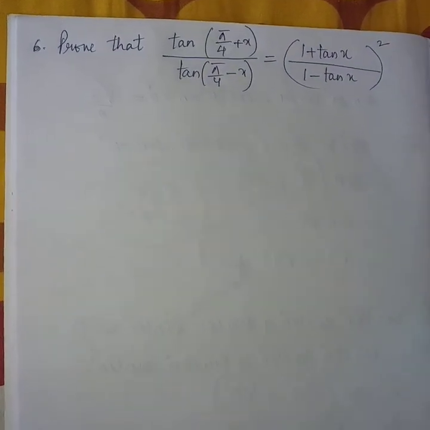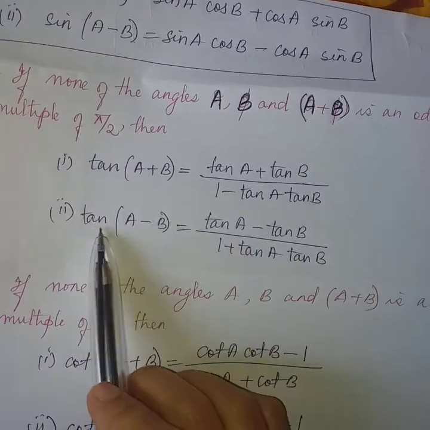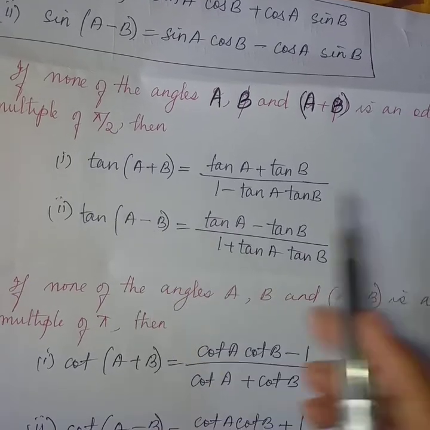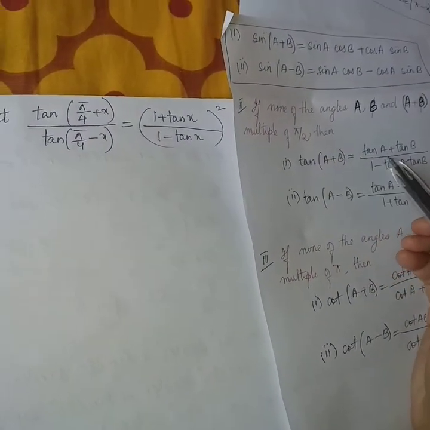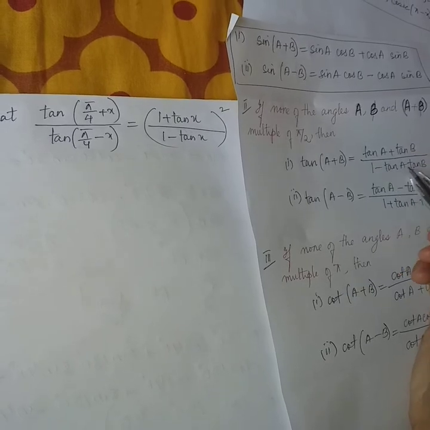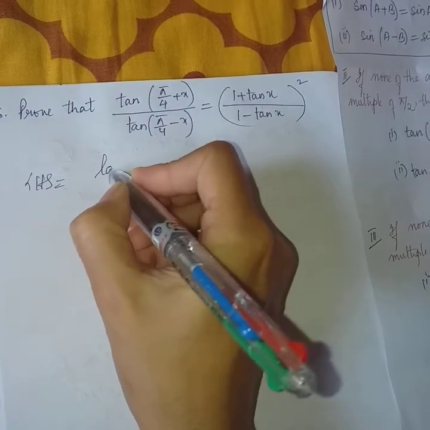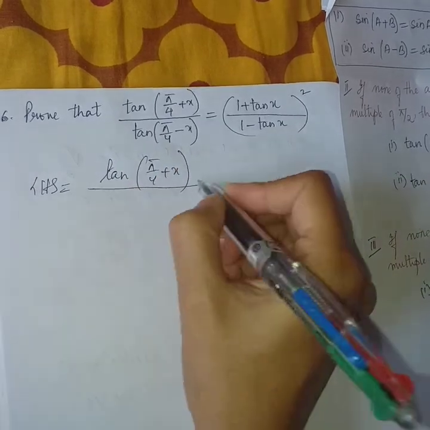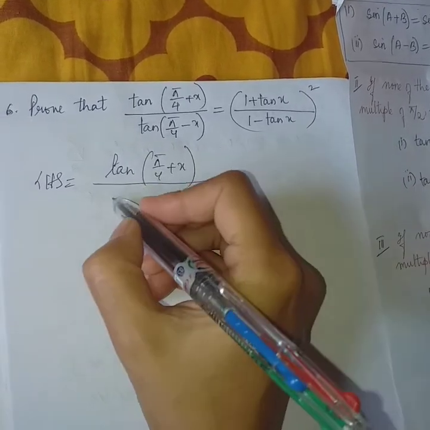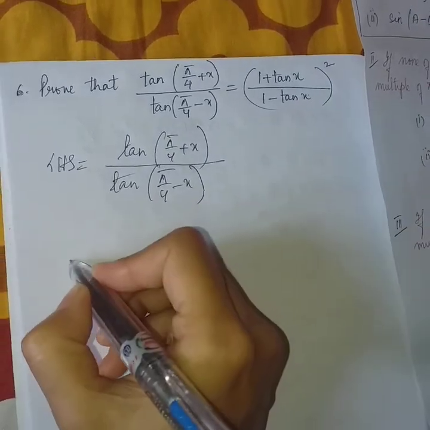So we have seen the formula for tan of the sum of two angles a plus b and tan of the difference of two angles a minus b. So we will apply this formula here. So we have tan of a plus b is tan a plus tan b divided by 1 minus tan a tan b. So here in the left hand side we write tan of pi by 4 plus x. Here in place of a and b we have pi by 4 and x, and again tan of pi by 4 minus x. So we apply the formula first.